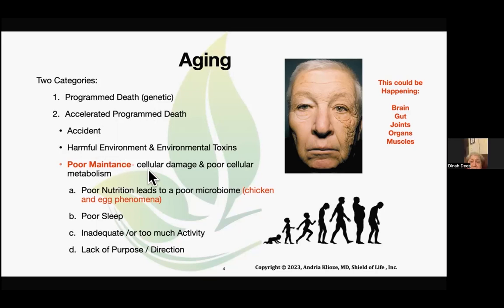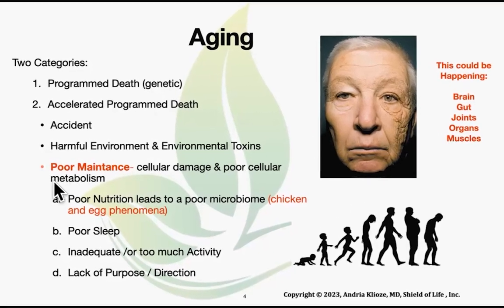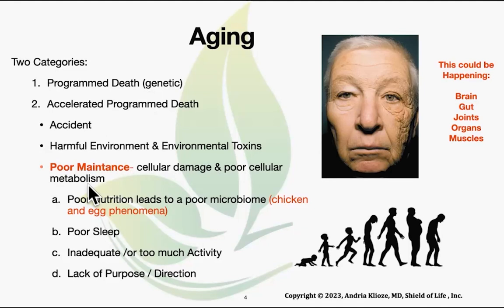In addition to that, we end up having a poor maintenance system, like we were talking about regarding our cars. We'll take care of our cars, but we don't always do the best for our bodies. And that leads to cellular damage and poor cellular metabolism. Metabolism is how our cells take in nutrients and utilize that to provide nutrients and efficiency for it to balance and get rid of waste. So again, poor nutrition leads to poor microbes, which we're going to be adding into this lecture today. We're going to be talking about the microbes.